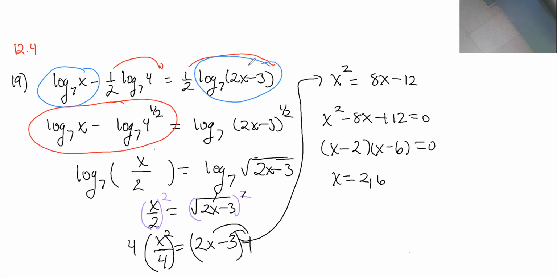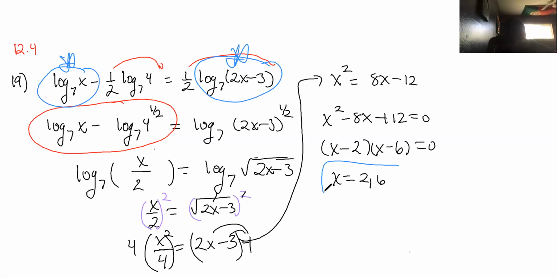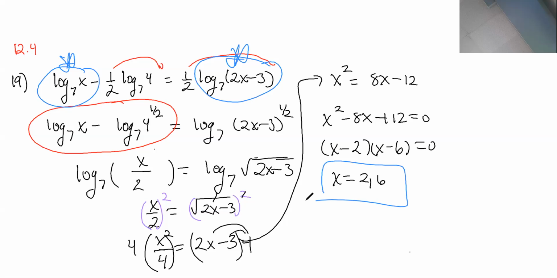Since they are both positive, would it work right here on the first log? Log base 7 of 2 and log base 7 of 6. Would it work if they're both positive? Yes. Let's check it here. 2 times 2 minus 3 and 2 times 6 minus 3. If I plug in 2 times 2 minus 3 or 2 times 6 minus 3, are they both going to come out to be positive? Yes. So 2 and 6 are my solutions.